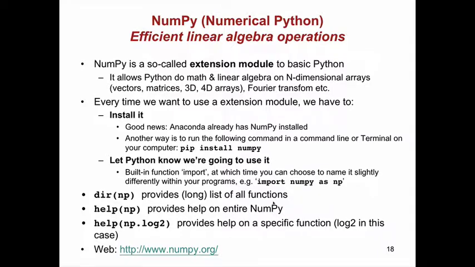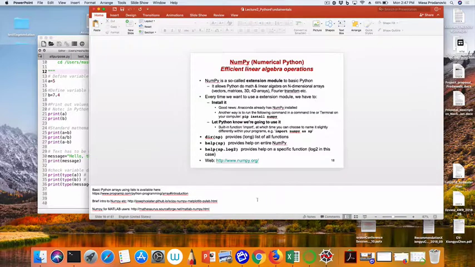Okay, so these are some basic commands that you can type in. You can do dir of np. That basically provides you a long list of all of the possible functions here. I really go to Google rather than typing things into the console. There's a lot of information online. Help of np provides help on the entire thing. Or you can actually ask for help on a very specific function. So if you know log2, which is logarithm with base 2, from the np library, then you're going to say help np.log2. So let's give it a try, just so that you know where to go when you need help.